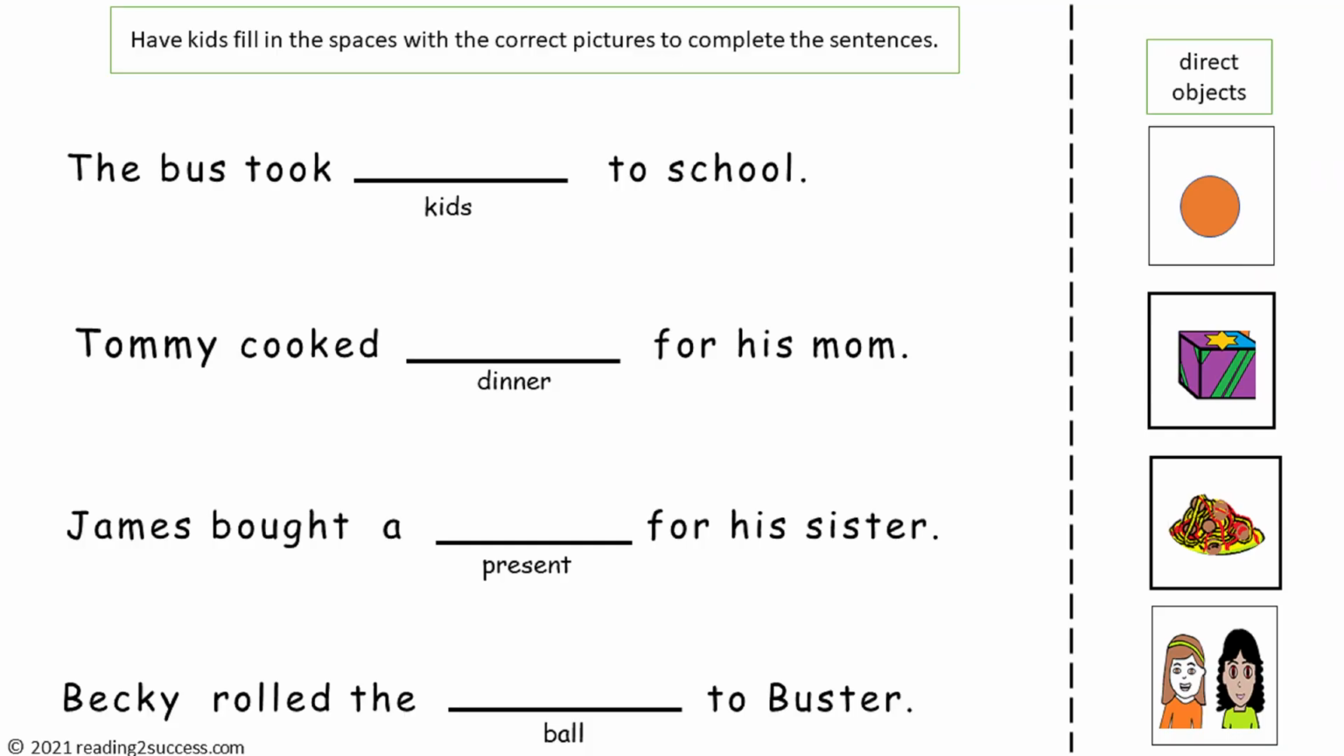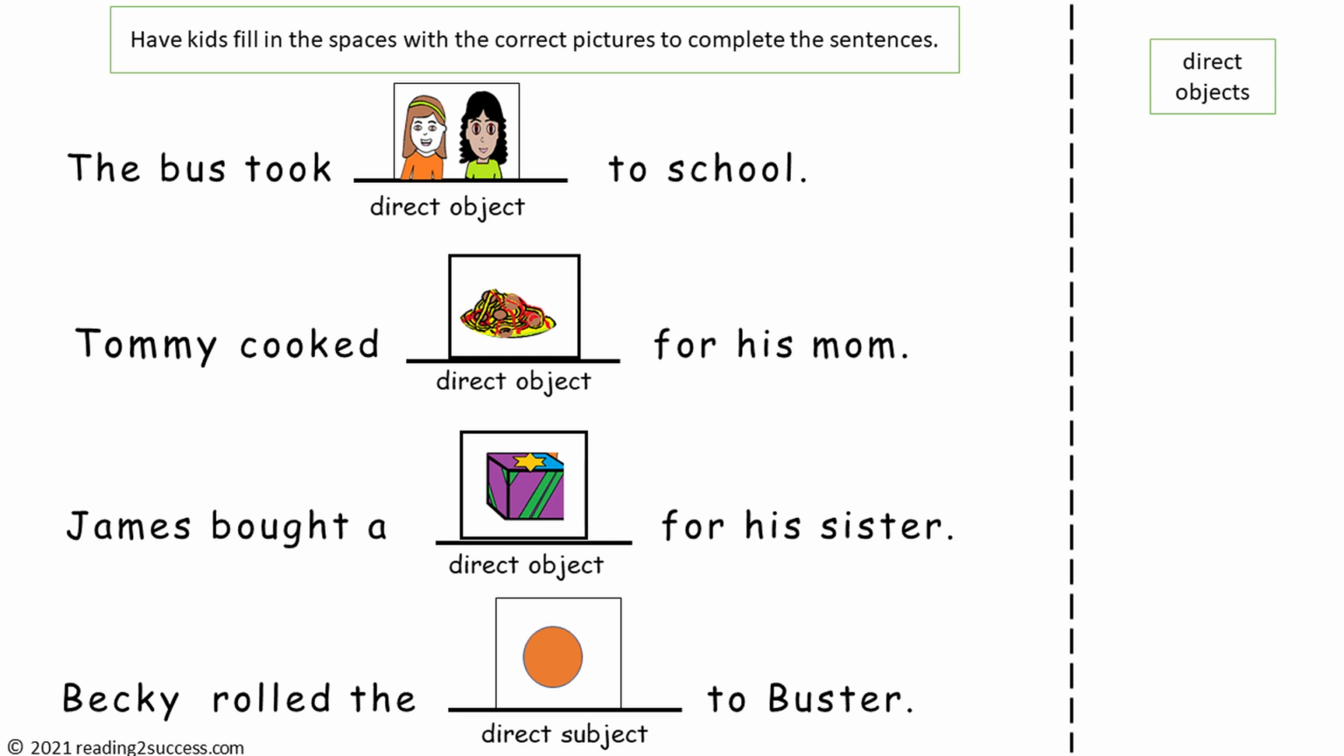Now have kids cut out the pictures and place the pictures in the correct spaces to make the sentences complete. The pictures represent the direct objects for each sentence. And this is a completed example.